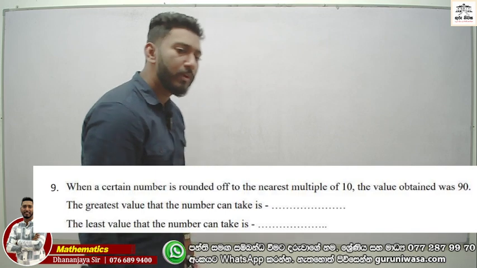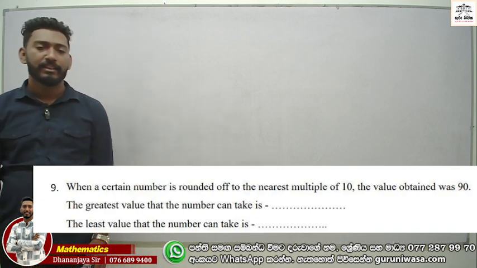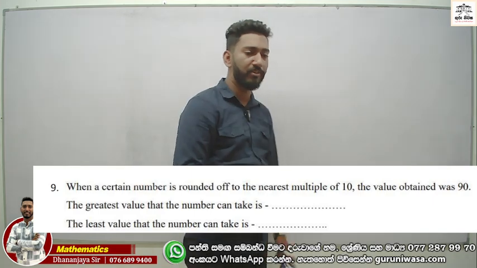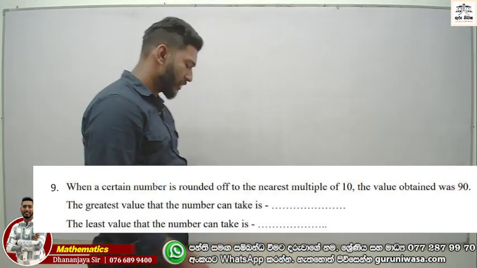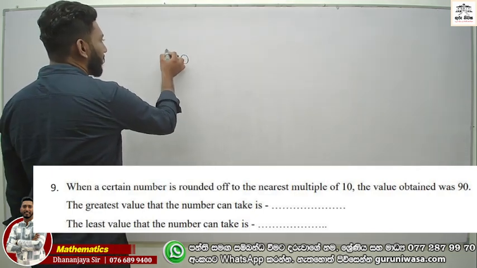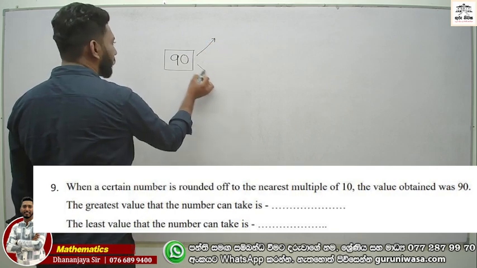Ninth one. When a certain number is rounded off to the nearest multiples of 10, the value obtained was 90. Round to the nearest tens. Round to the nearest 10, then the answer becomes 90.